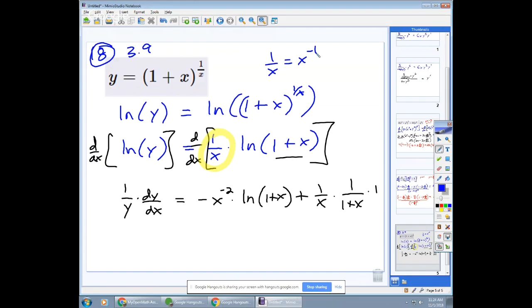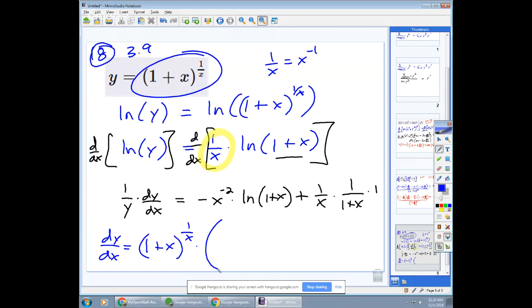Okay, so how do I get dy/dx alone here? Multiply by y. So then I'm going to get dy/dx equals y times all of that stuff. Now, what is y really? It's that. So I'm just going to write that down instead of a y. And so my y is (1 plus x) to the power of 1 over x. And then I have to multiply times all of this stuff.